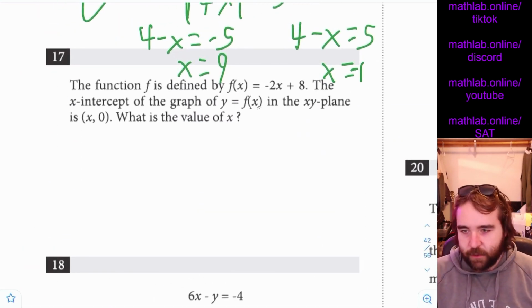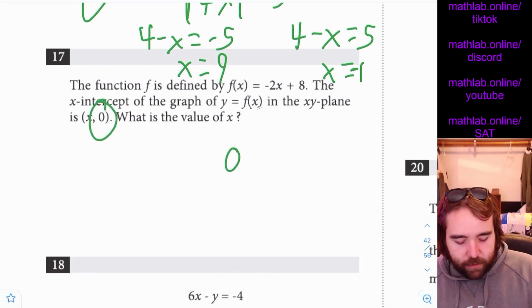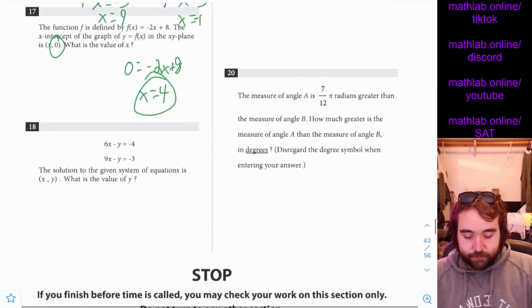Function defined by negative 2x plus 8. The x-intercept is x comma 0. What is the value of x? So how do you find an x-intercept? They tell you right here. You make y equal to 0. You go 0 equals negative 2x plus 8, and you go that x equals 4. And that's just the answer.